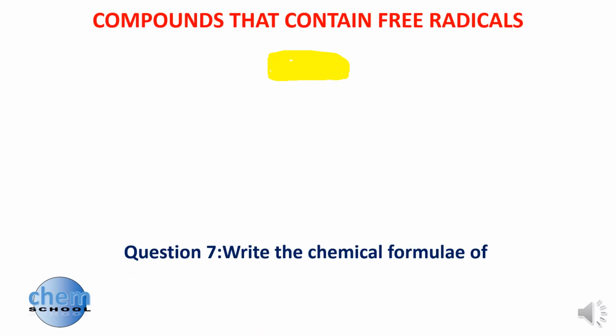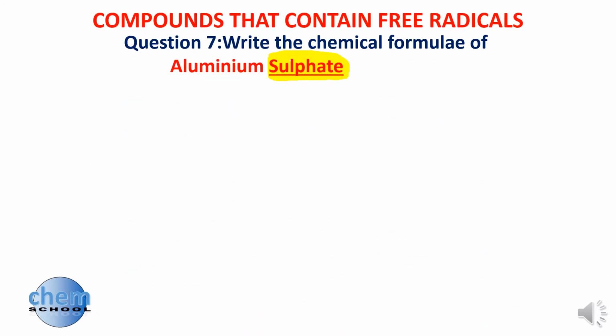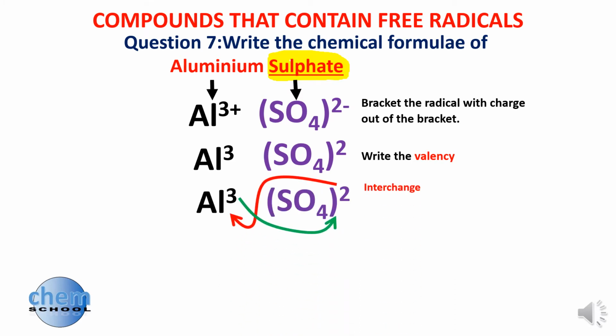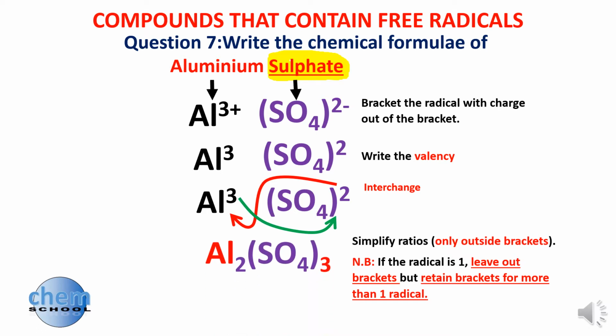From there, we shall have a third example of compounds that contain radicals, and that is aluminium sulfate. Again, aluminium is a metal. It is found in group 3, while sulfate is a radical. So bracket the radical with the charge out of the bracket as shown. Write the valencies. Then from there interchange following the guidance of the arrow, and then simplify the ratios. But in this case, 2 and 3 are in their simplest forms, so we leave them as they are and retain the bracket as it is.